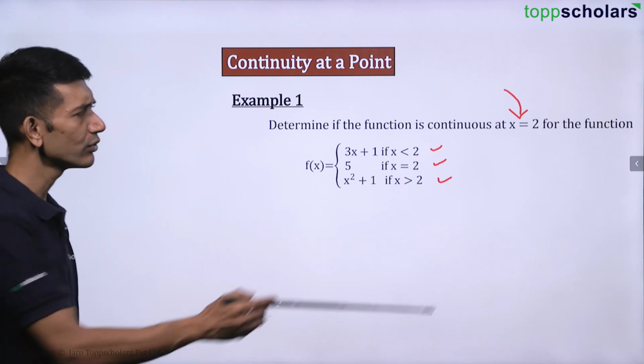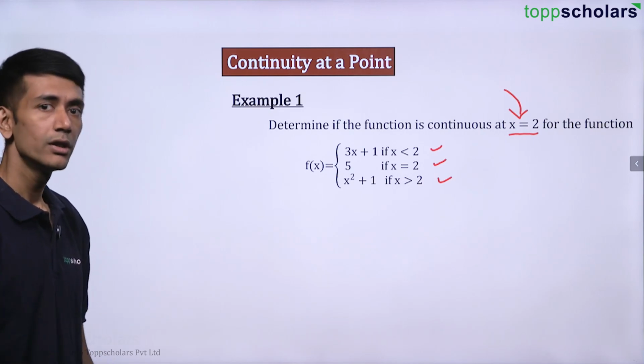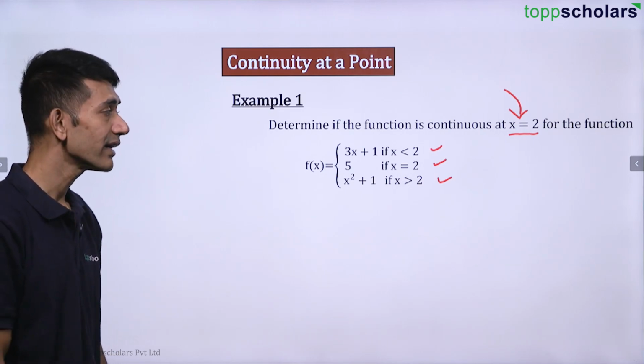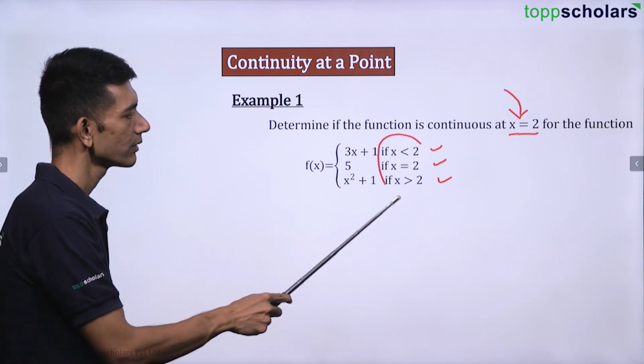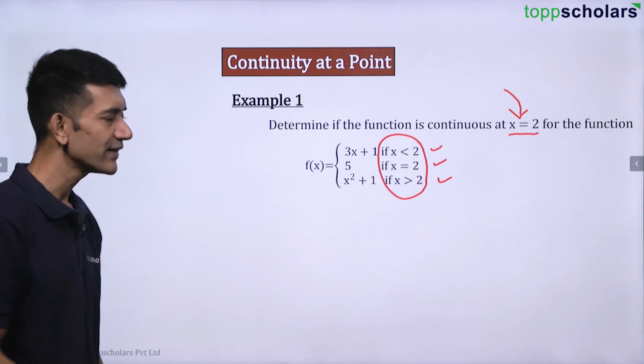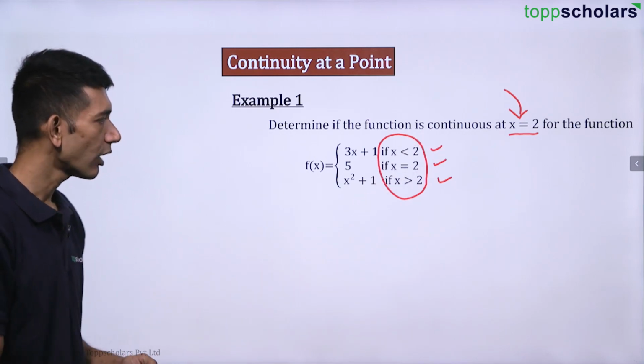Even if they don't give you this part, suppose they don't give you x equal to 2, still you should be able to identify where you are supposed to check the continuity. Obviously, see here, we are supposed to check the continuity at x equal to 2, correct? So how do we do that?